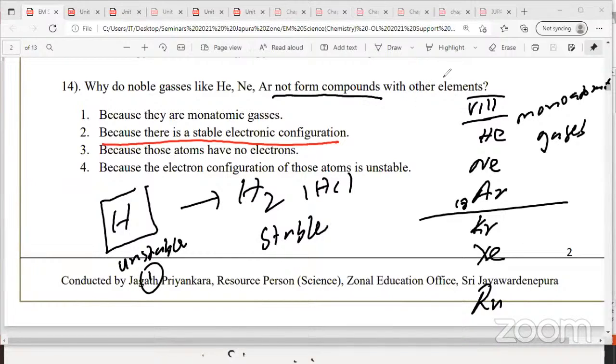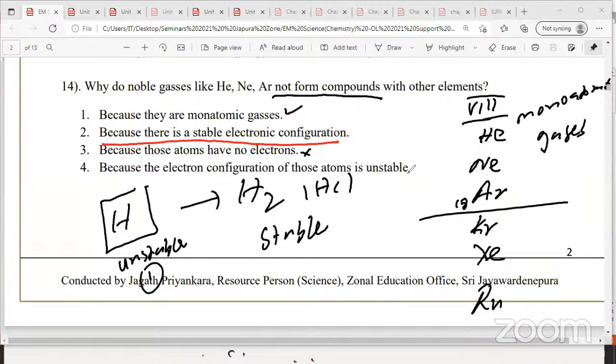Next one. Monoatomic gas, correct. But it's not the reason. Remember, they are monoatomic gases, but that is not the reason for not forming chemical bonds. Those atoms have no electrons? Completely wrong. The earlier one is correct, but it's not relevant to the question asked.